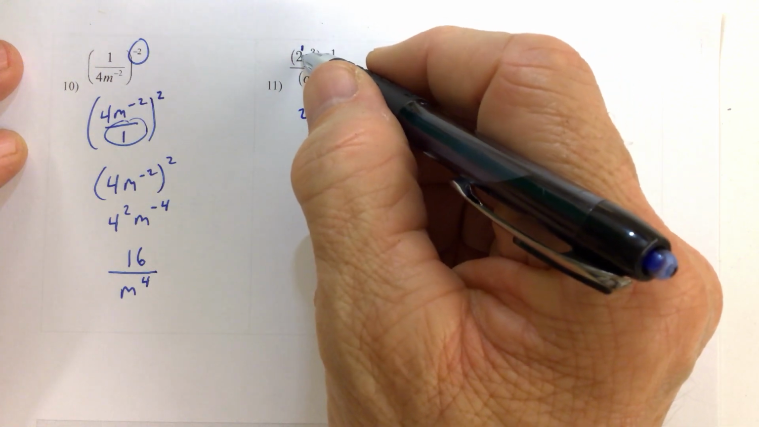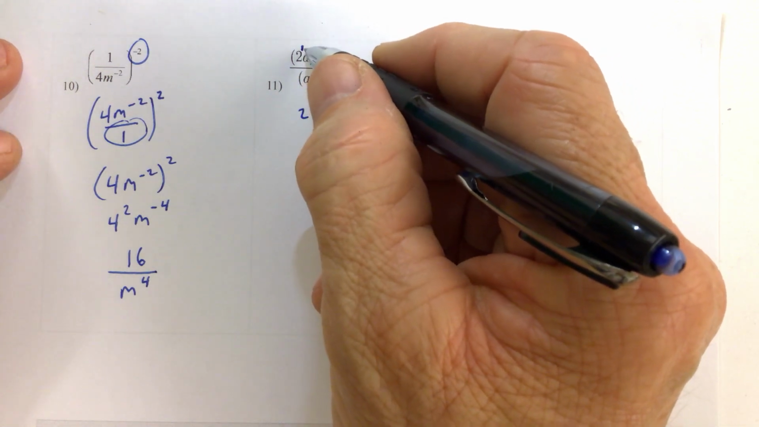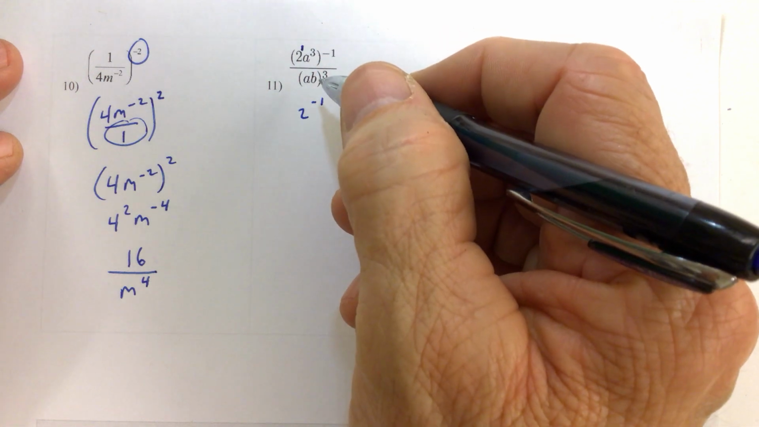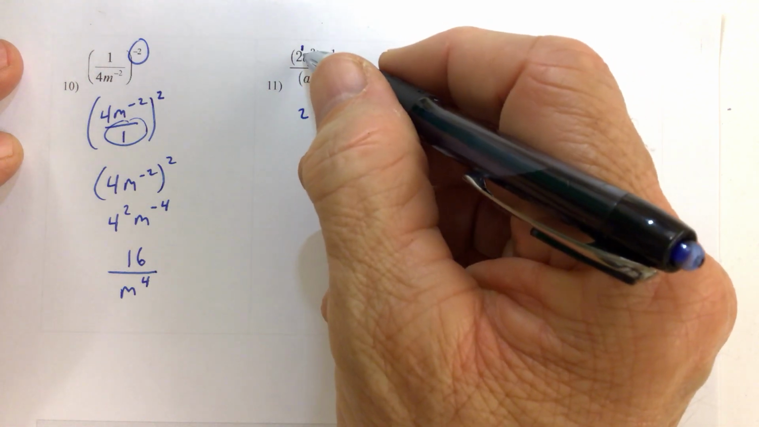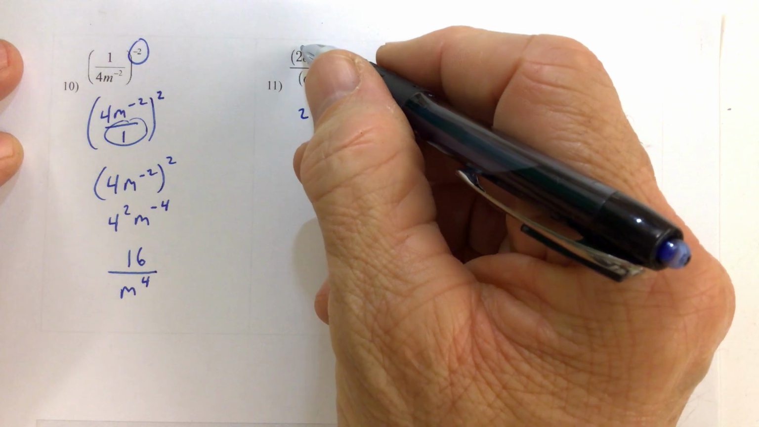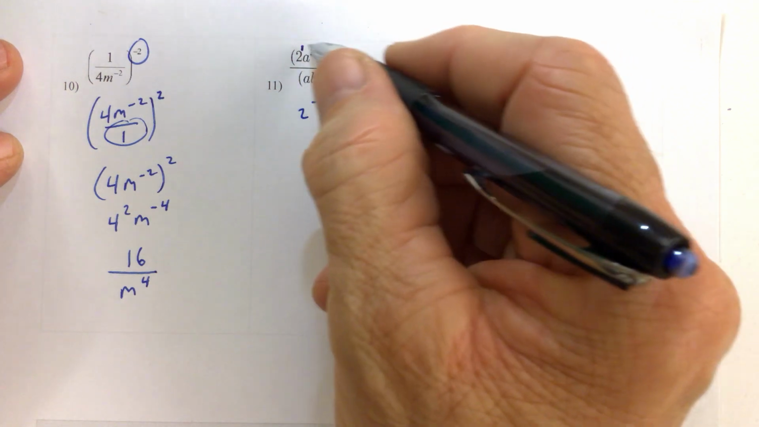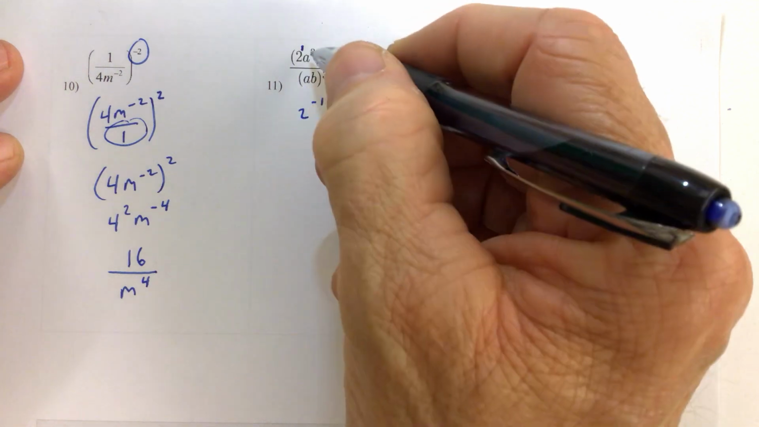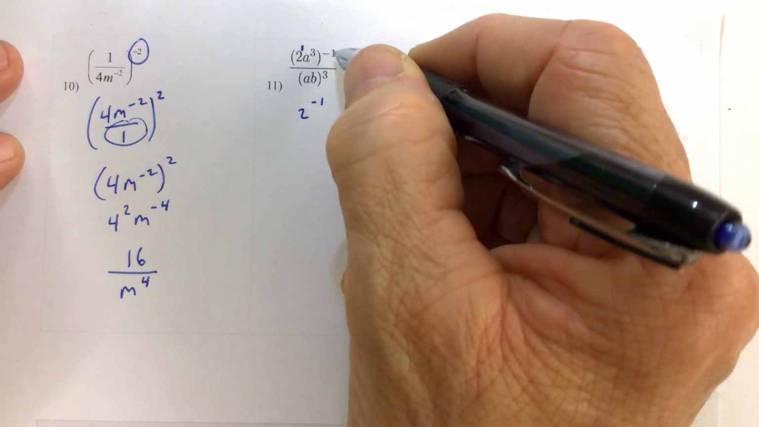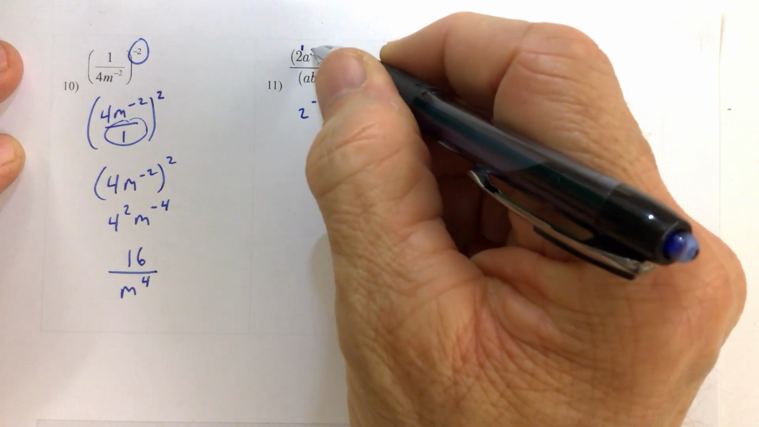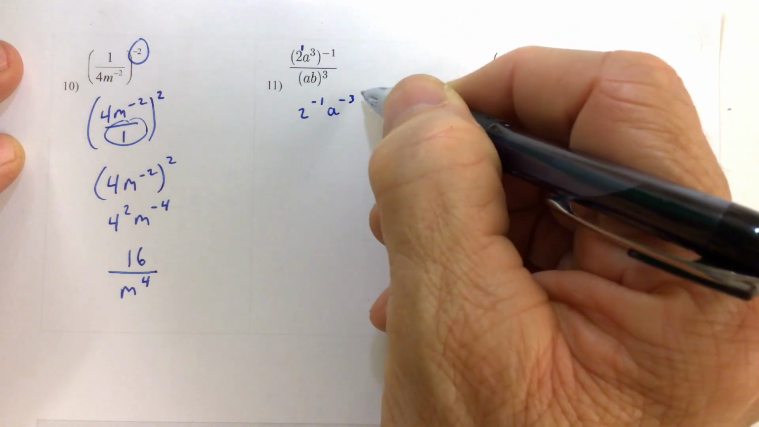Any number, when we don't see an exponent, that exponent is automatically a 1. It's understood, implied that it's a 1. 2 just sitting there by itself is the same as 2 to the first power. It helps us visualize that when we have a power to a power, we multiply. 1 times negative 1 is negative 1. Then we have a to the third to the negative 1, and that makes a to the 3 times negative 1, which is negative 3.